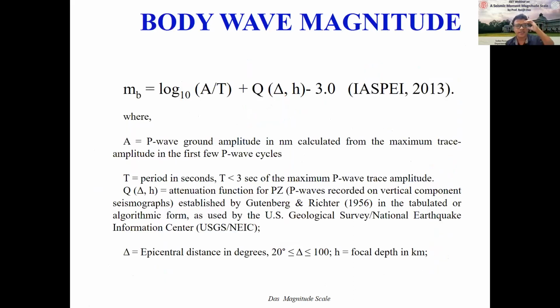After that, Richter also gave the body wave magnitudes. After some years, it was revised with respect to time. So mb equals log of 10 A, the maximum amplitude, divided by time, plus some attenuation function of P waves given by Gutenberg and Richter in his table, and then subtract 3.0. So with this information, the maximum amplitude with respect to time, we have to calculate the body wave magnitude of an earthquake.